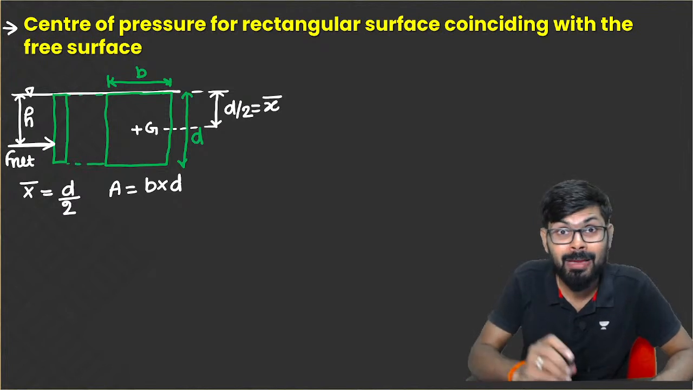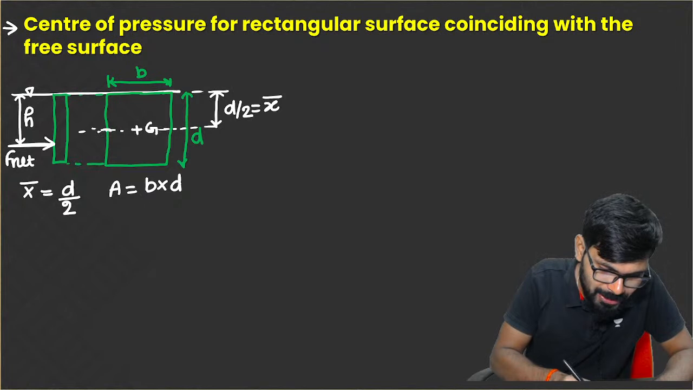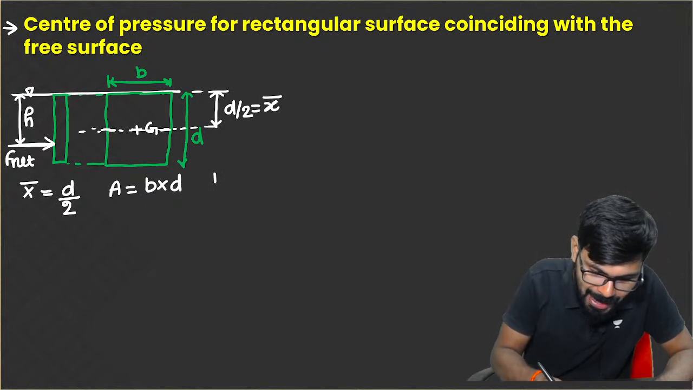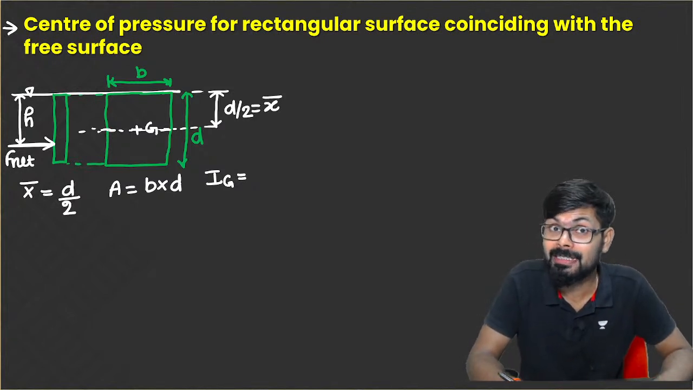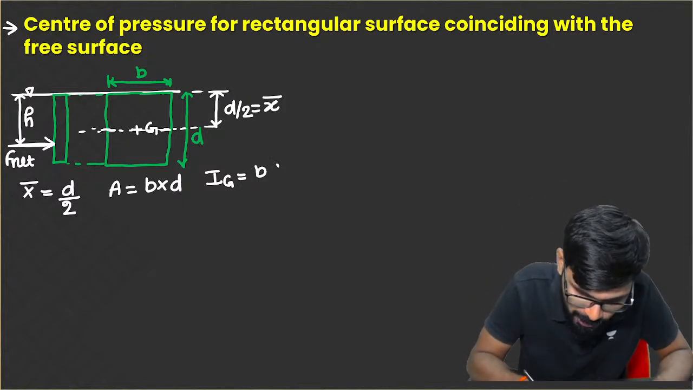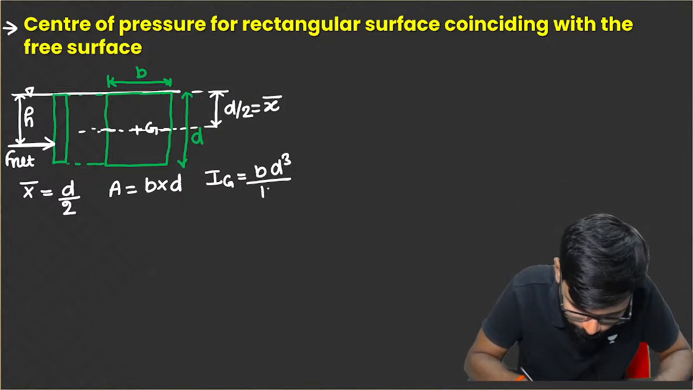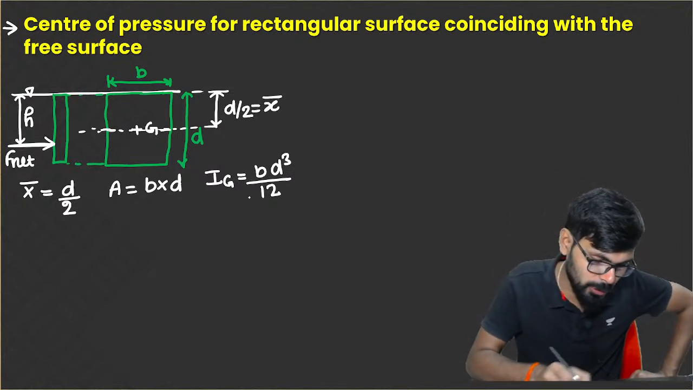Now, if I calculate IG about the centroidal axis, suppose about this axis, the moment of inertia, then how much will this value come? For a rectangular surface, we already studied it: BD cube by 12. So this value is going to come as BD cube by 12. Any confusion, tell me. Now, just put these values in the formula.